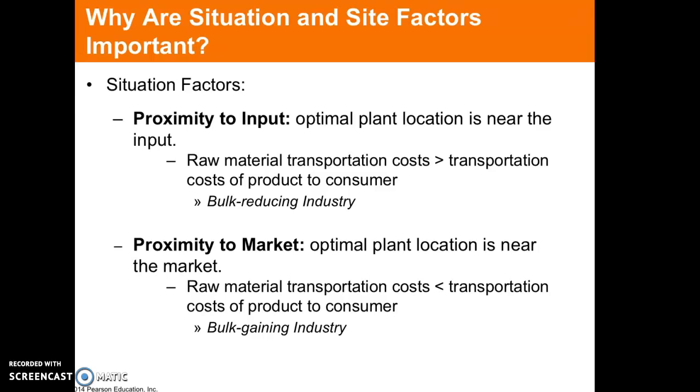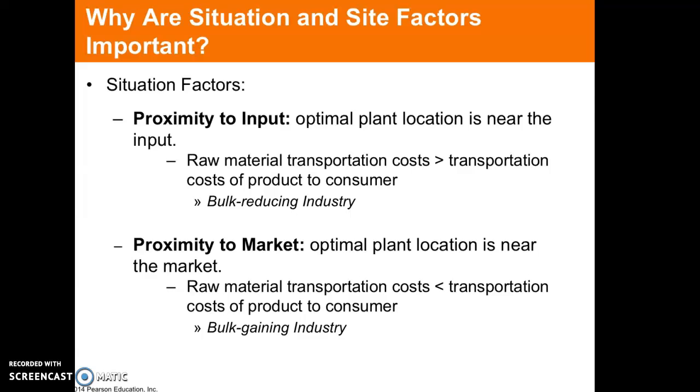So for situation, we'll be looking at proximity to input or proximity to market. Proximity to input is when we are located near the raw materials, located near where something is. So when we're looking at proximity to input, we're looking at something where the raw material cost would be greater than the transportation of the product cost. This is very much like we talked with agriculture too, like what kind of farming do you want to do on the most expensive farmland, right?